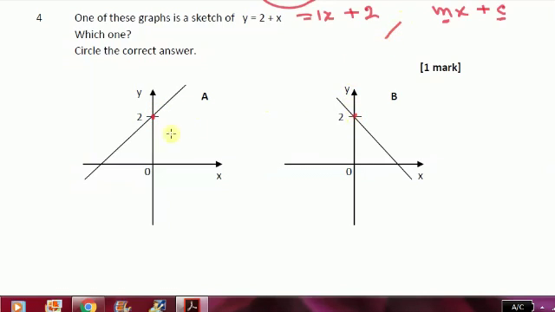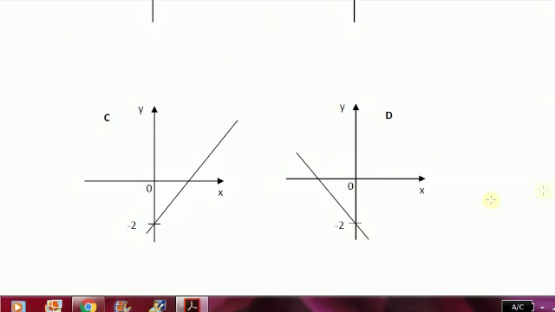Those two have a y-intercept of 2, but it's only a which has a positive gradient. Just check that the other two don't work. No, because they haven't got a positive 2, they've got a negative 2 intercept.